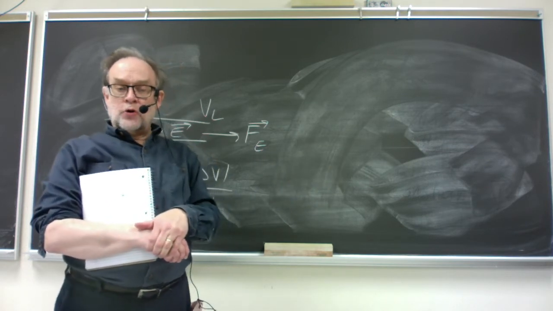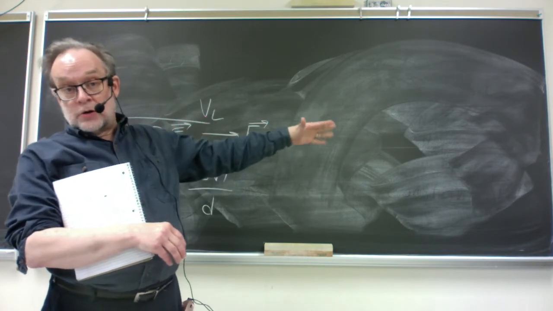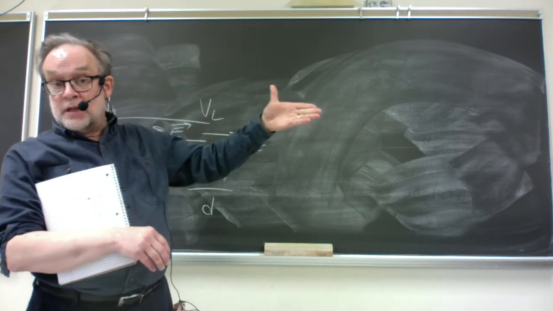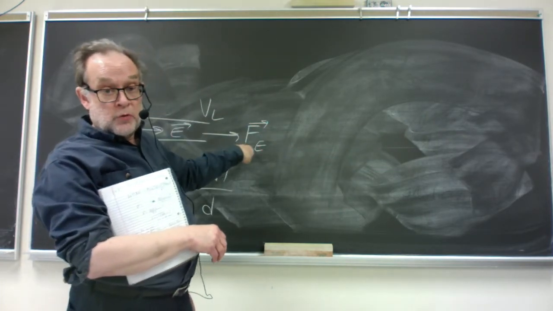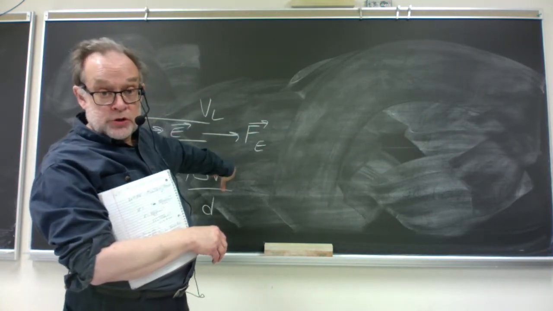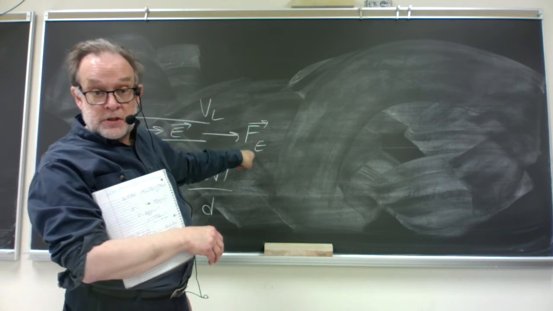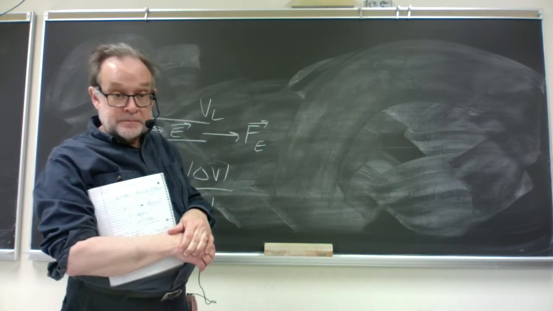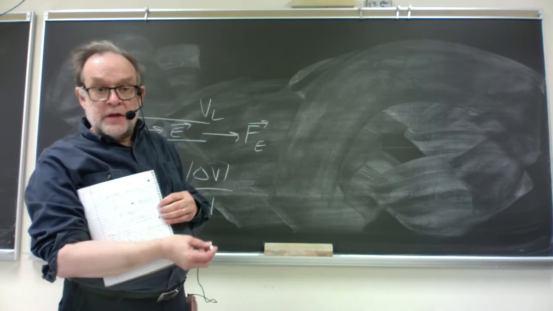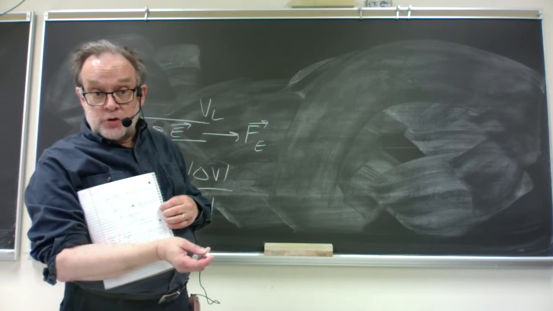Well, constant current would mean that the velocities of these charged particles are constant, which means that the net force must be zero. So there must be some other force in the backwards direction that eventually cancels out this forward pushing force from the electric field. And we can think of that as a drag force, just like the drag forces that we thought about back in 2201.